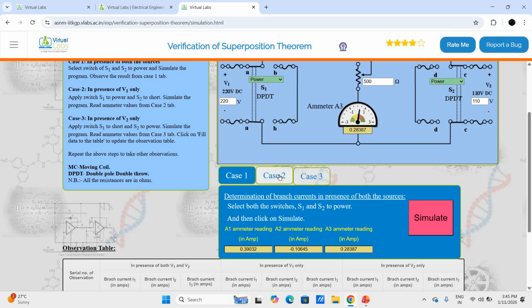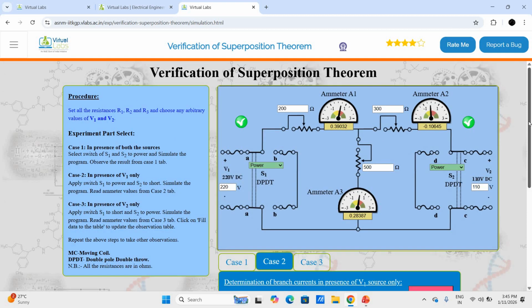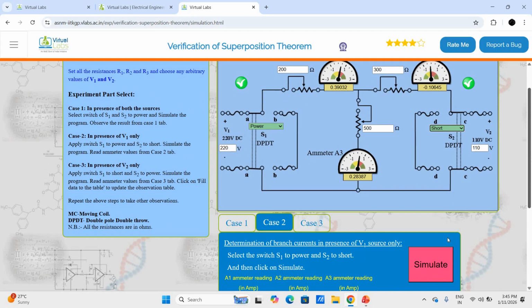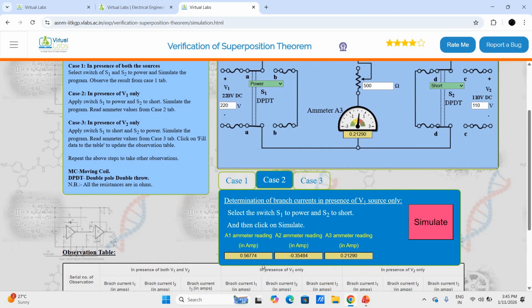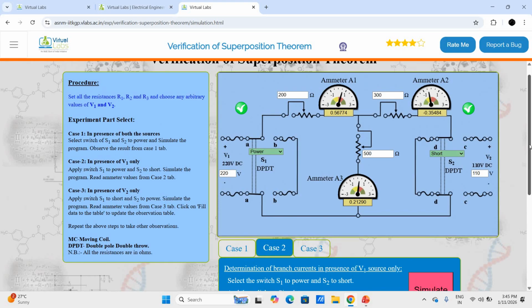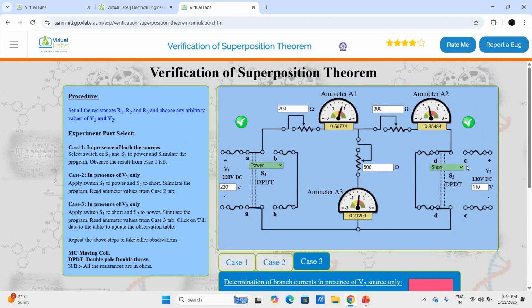Now for the superposition theorem, we'll consider case 2, in which the 220 volt source is present whereas the other source is short circuited, and at that time we'll find out the current. We'll press the simulate button, so it will give the current. The currents in A1, A2 and A3 are 0.456774, minus 0.35484 and 0.21290.